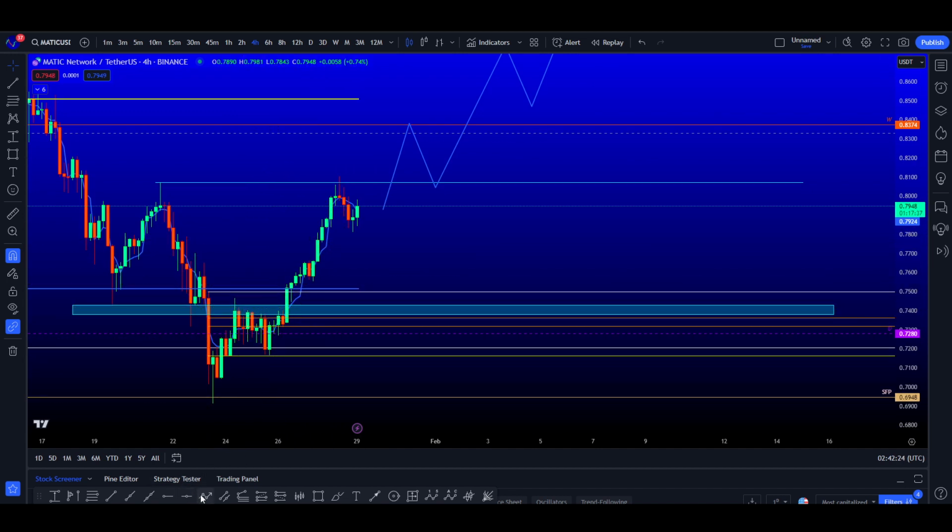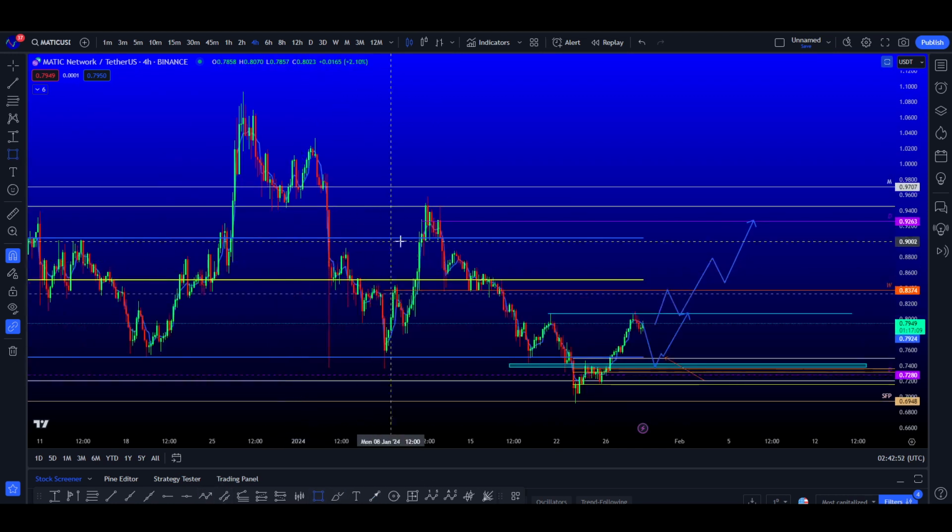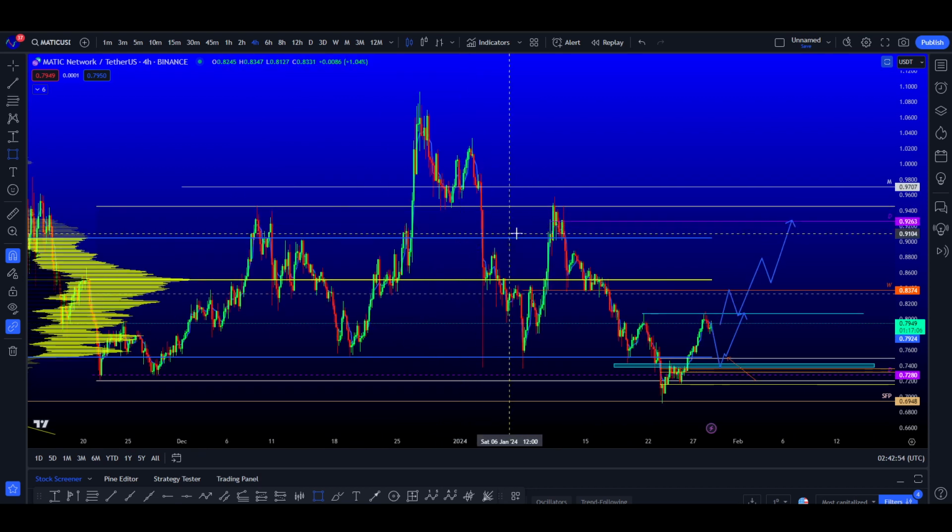So if I'm looking for a long, I wouldn't really be looking for a long on MATIC until we either tap this value area low or come down here, tap this support, reclaim the value area low, and that's where I would be looking for a long position. So just keeping it pretty simple, pretty short. All right, keeping that long right there. And then yes, the short is a little bit more complicated, but in reality, this is a massive resistance zone.